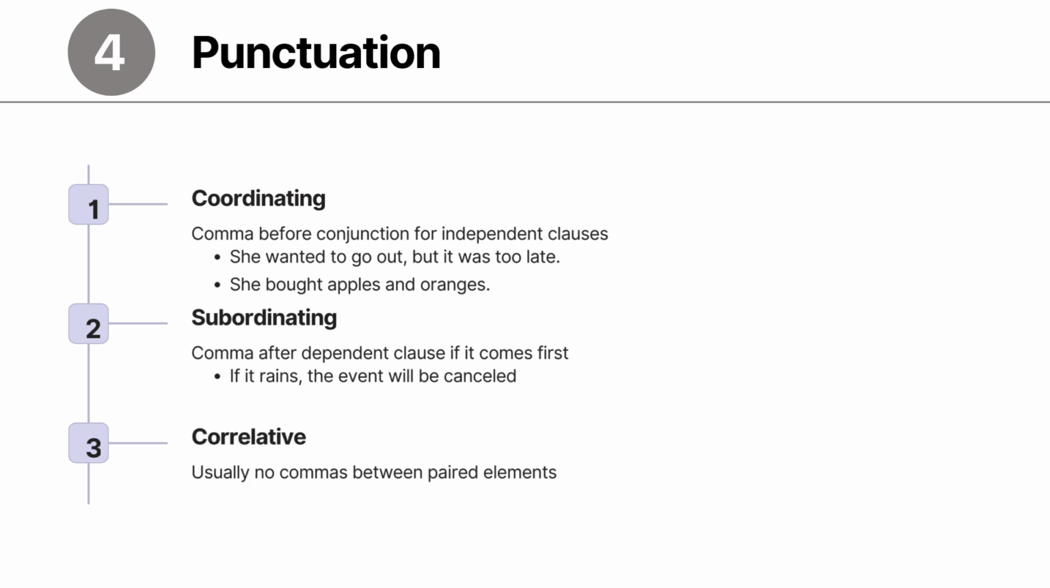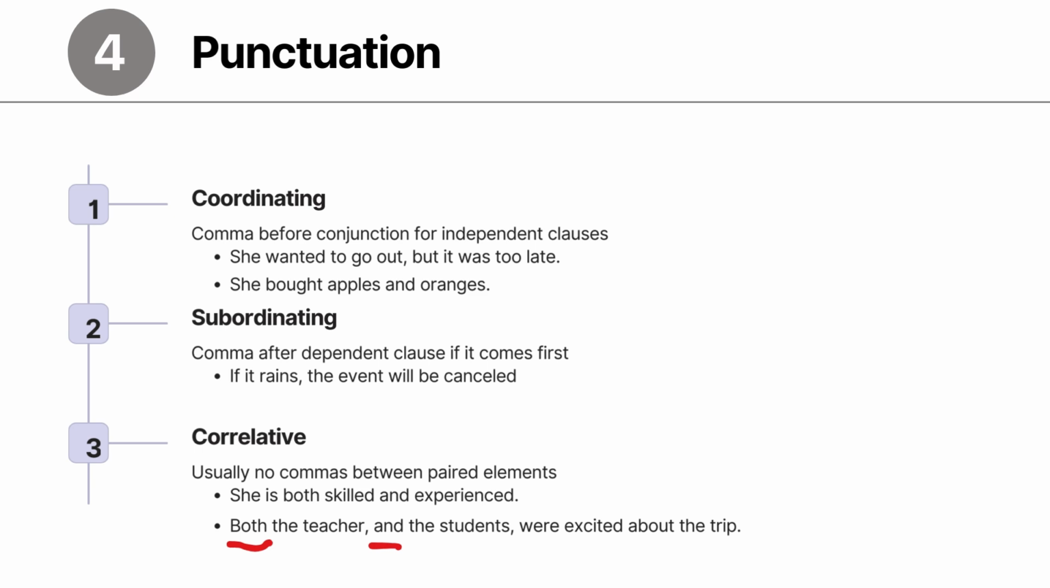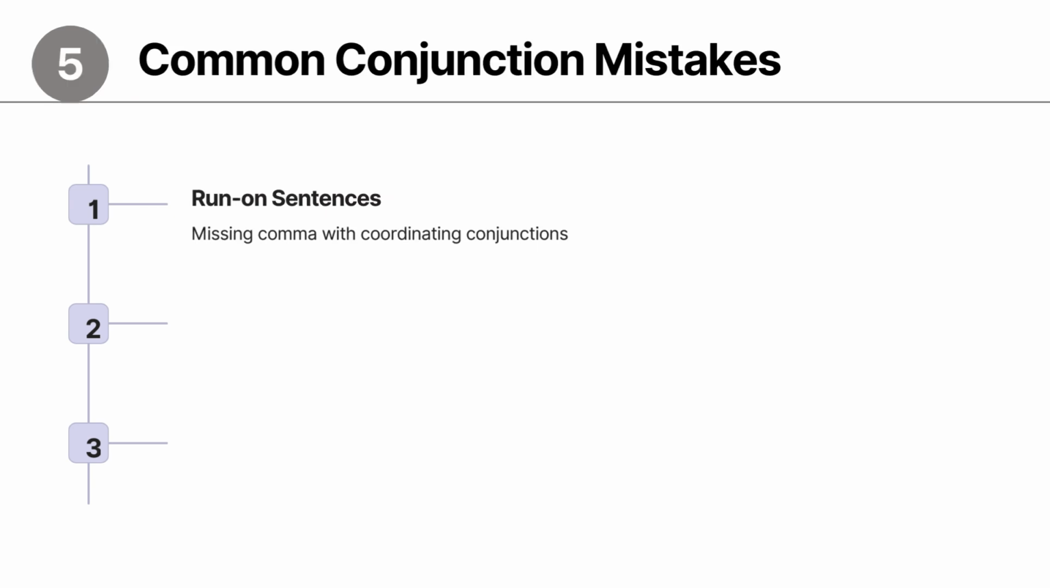With correlative conjunctions, you typically don't need commas between the paired elements, such as "She is both skilled and experienced." But in longer or more complex sentences, commas can help clarify, like "Both the teacher and the students were excited about the trip." Some common mistakes to watch out for include run-on sentences.